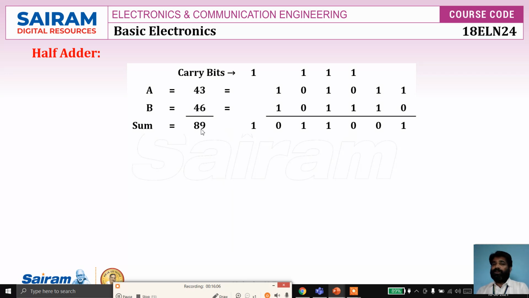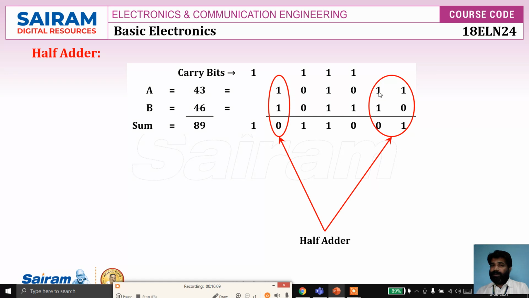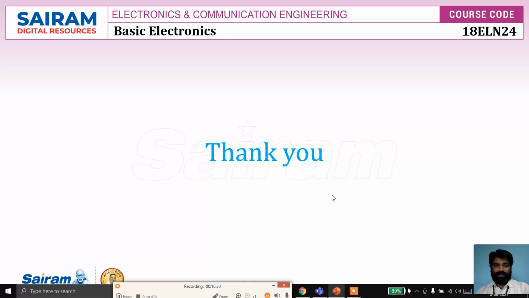Clear now? So observe here. To perform addition of these two bits, only two bits are to be added. So here also only two bits are to be added. So a half adder is sufficient. But observe this: here addition involves 3 bits. To perform this, we need a full adder. That I am going to discuss in the next video.